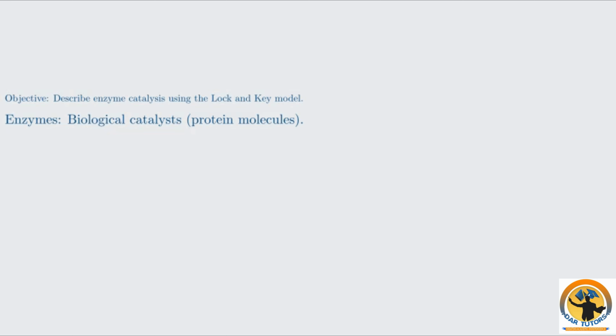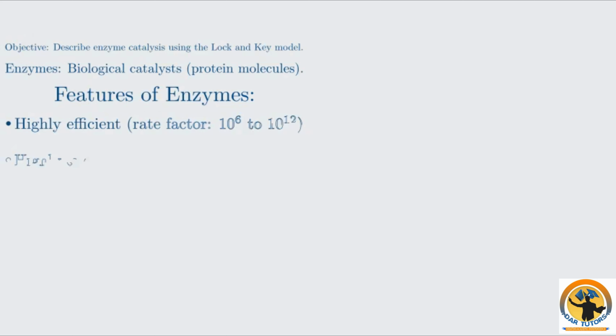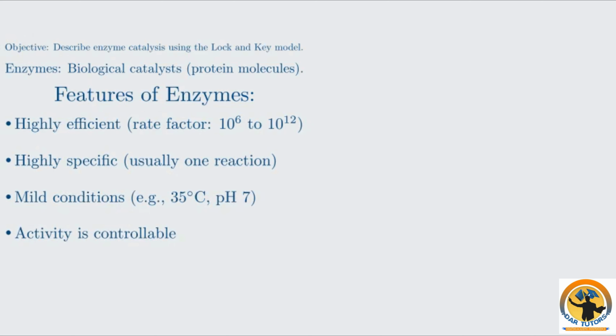They have several defining features. First, they are incredibly efficient, increasing reaction rates by factors of 10^6 up to 10^12. Second, they are highly specific, usually catalyzing only one particular reaction. Third, they work under mild conditions. Fourth, their activity can be regulated by the cell. And fifth, their activity can be inhibited by other molecules, providing a control mechanism.